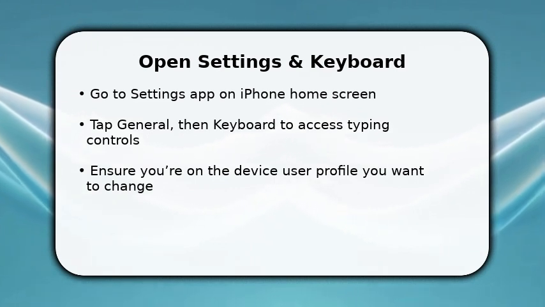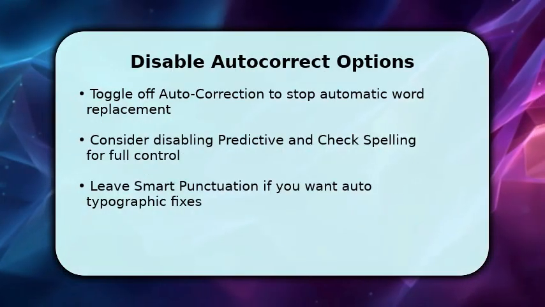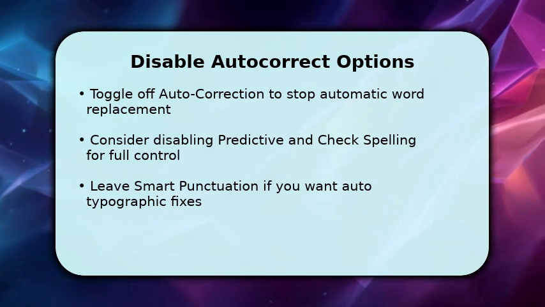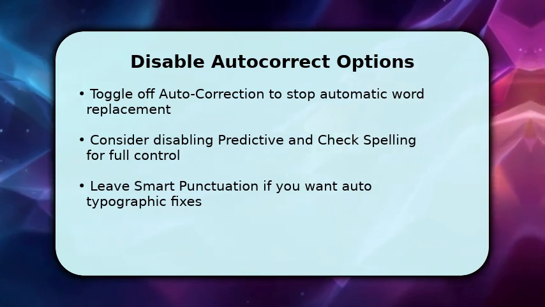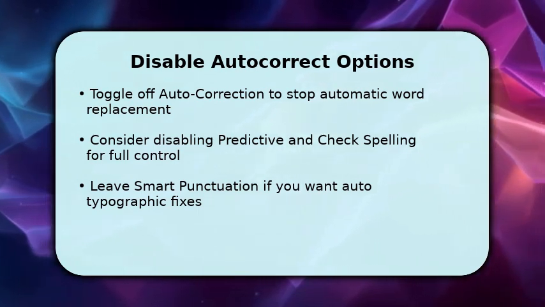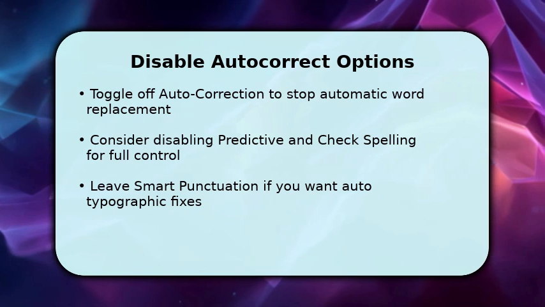You'll now turn off the features that change your words. Toggle autocorrection off to prevent the system from replacing words automatically. This stops unexpected edits. You can also disable predictive to remove word suggestions and check spelling to stop red underlines.